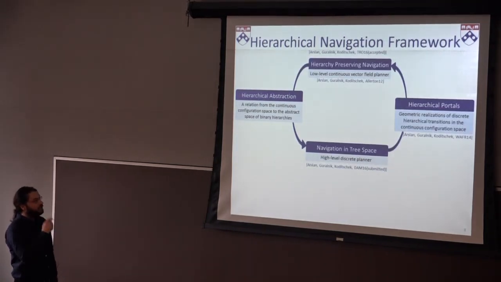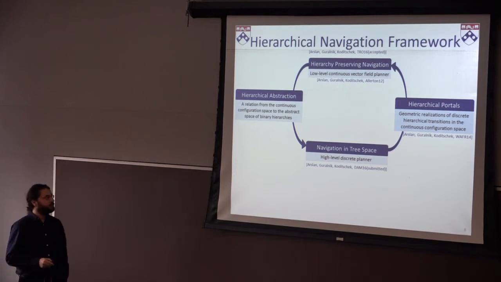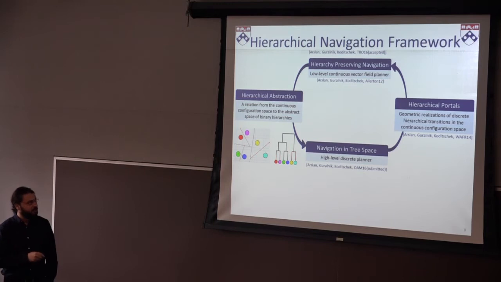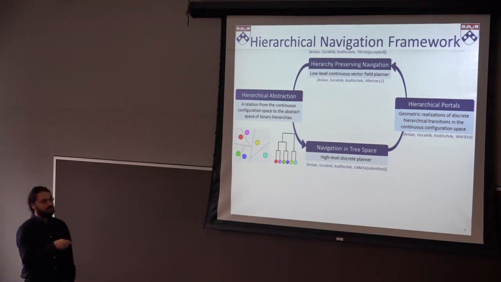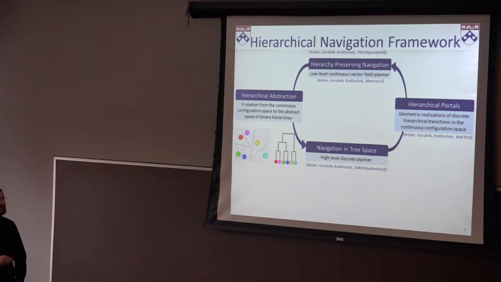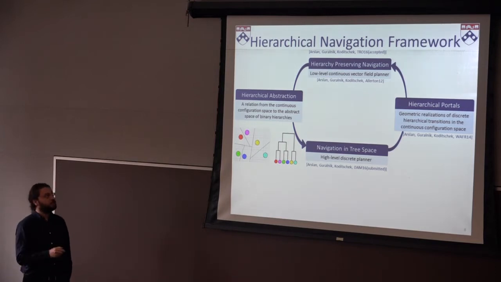So in our general framework, we have four components. We will use hierarchical abstraction as a relation from continuous configuration space to the space of binary hierarchies. Here you are seeing an animation of how we can relate them, and I will tell more about this in the following slide. Hierarchical abstraction gives us a natural way to divide our problem. We can fix the structural model and try to preserve it and ask this question: can I navigate between two configurations that are structurally the same? And can we look for this problem?